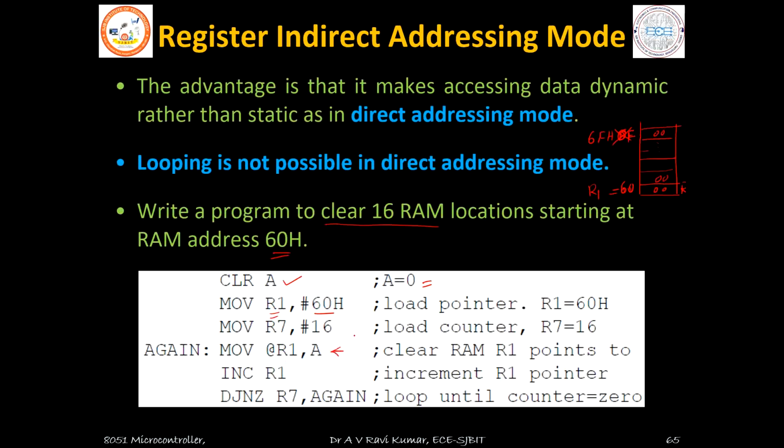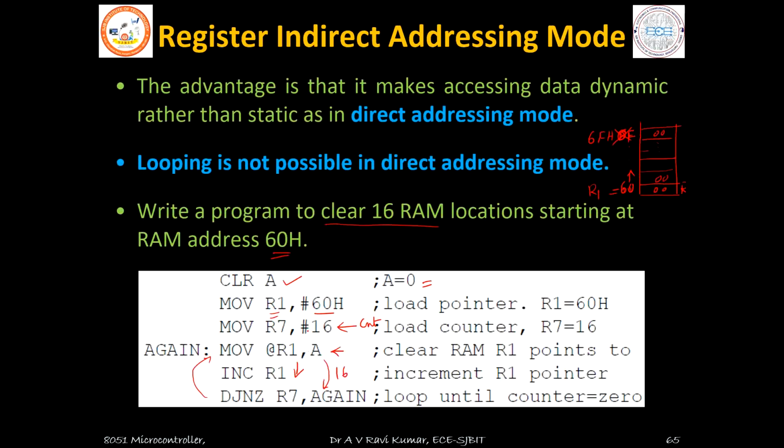But how many times? 16 times. So I take R7 as a counter. Now I increment R1, and in the same way decrement R7 until it is 00. I work with a loop 16 times, moving the accumulator content into R1. First it is 00, next I increment R1 and move again to R1. Like that, all the values I made 00.